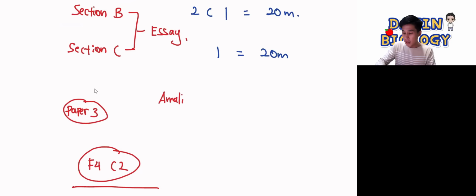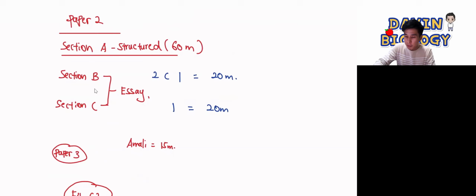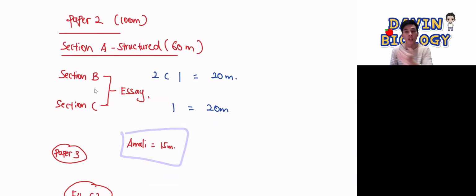That's why usually Amali is not the one you should be worrying about. The one you should be worrying about is your Paper 2, which is 100 marks. So again, if you've got Amali for the upcoming Exam 1, you can go to my YouTube and find a few videos to watch.